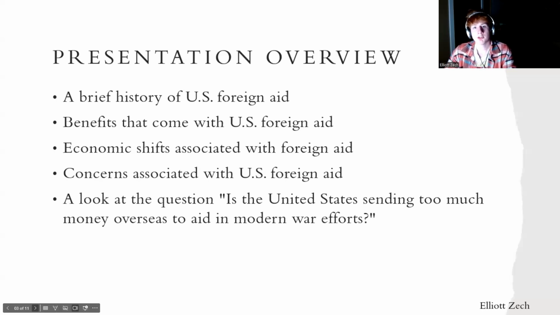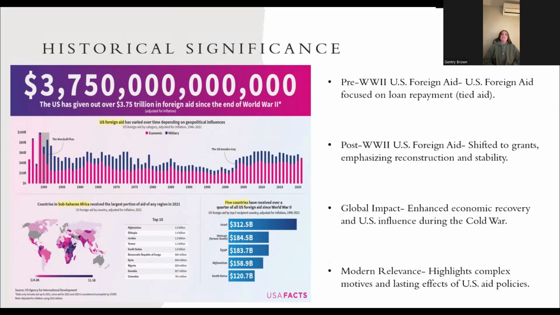And now I'm going to give it to Gentry to talk about the history of U.S. foreign aid. Let's dive into the historical context and significance of U.S. foreign aid, contrasting its pre- and post-World War II approaches. Before the war, U.S. aid primarily took the form of loans that required payments. This strategy focused on financial returns rather than diplomatic or humanitarian impacts. However, the conclusion of World War II marked a pivotal shift in U.S. foreign policy. Recognizing the strategic importance of reconstruction and political stability, the U.S. became more generous in its foreign aid.